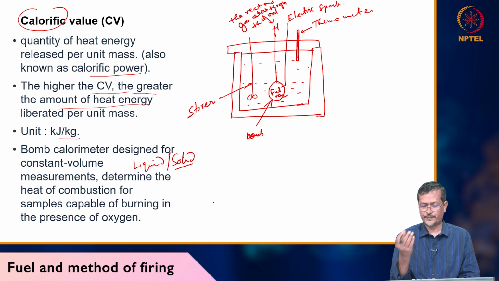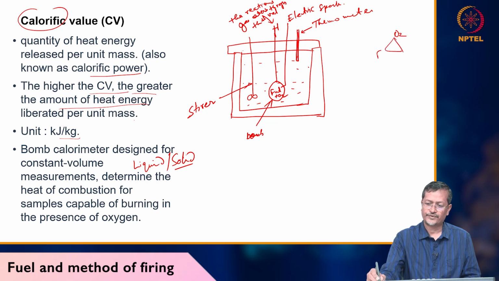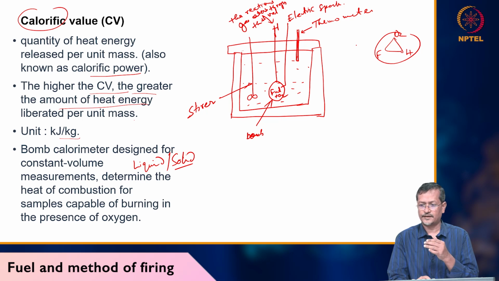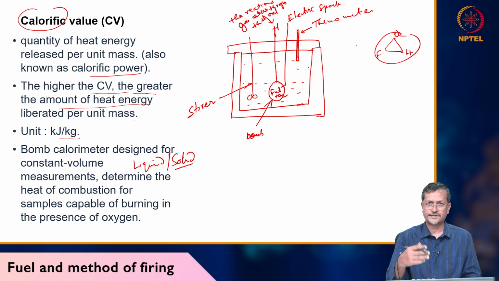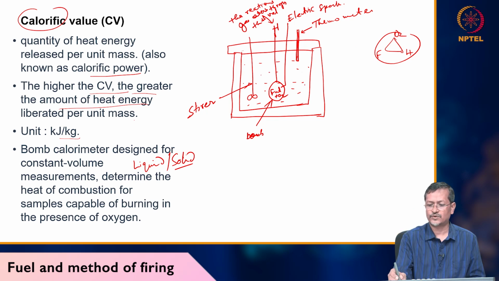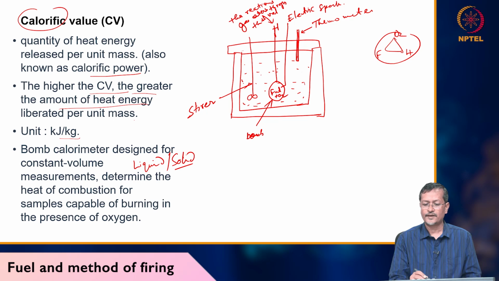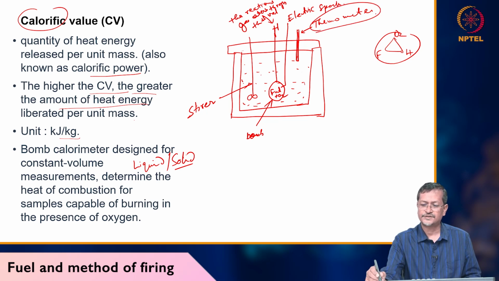Now initially you do not have temperature. I already told you that to burn something you need three things, the fire triangle: oxygen, fuel and heat. Oxygen and fuel you already have, and you have to give a heat or fire source. So you create a spark and give the fire source, then the fuel will burn. Because of the exothermic reaction, heat will be produced. Heat will increase the water temperature, because this whole thing is submerged in water. When the water temperature increases, you measure how much it increased using the thermometer.